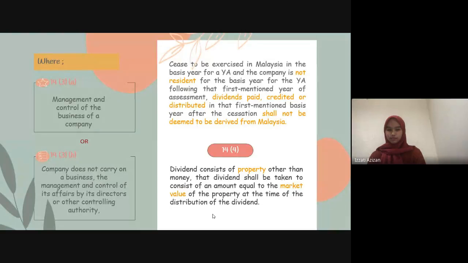Where the management and control of the business of a closed company, or of a company that does not carry on business, is exercised in Malaysia by its directors or other controlling authority but the company is not resident, the dividends paid, credited or distributed shall not be deemed to be derived from Malaysia. Section 14, subsection 4 states that where a dividend consists of property other than money, the amount is equal to the market value at the time of the distribution of the dividend.